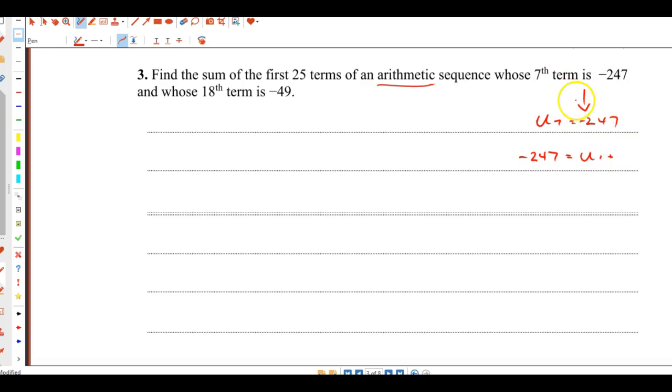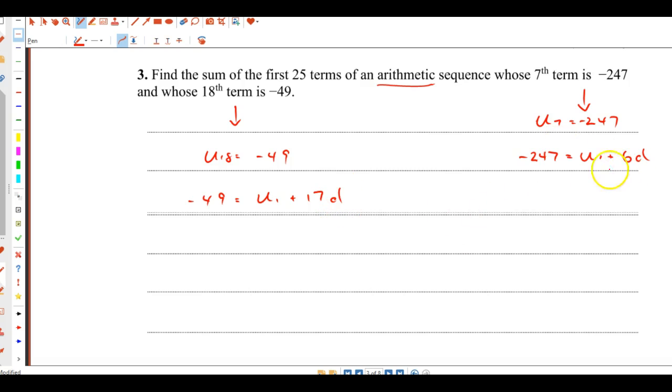I know it's my 7th term, so n minus 1 is 6. U1 plus 6d is that. The 18th term is minus 49. So just to keep consistent here, I'm writing this as now my U18 is minus 49. So that looks like minus 49 equals U1, I don't know what that is, plus 17 times d.